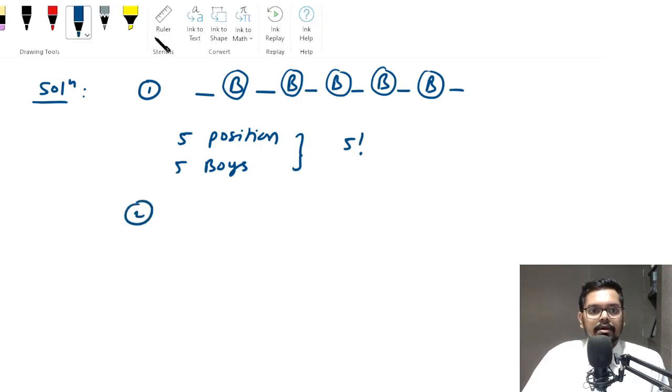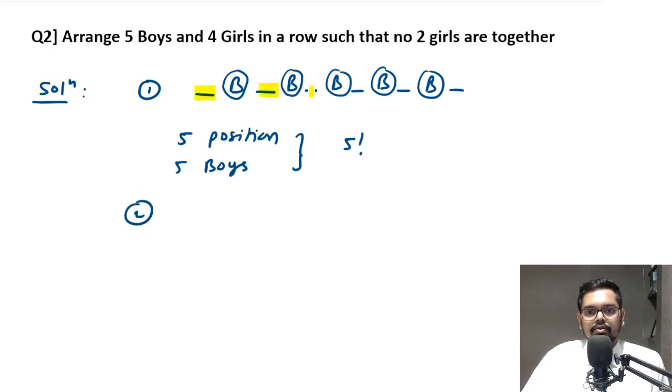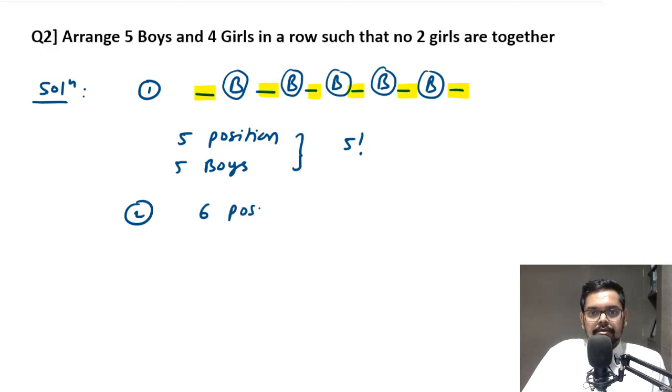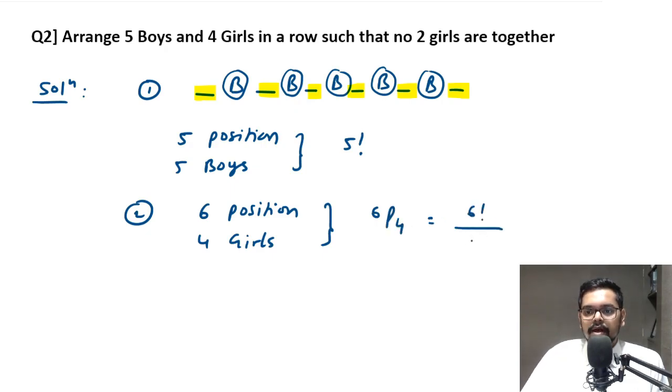If I check the girls, we have 1, 2, 3, 4, 5, 6. We have 6 vacancies and only 4 girls. So how many ways? Is it 4P6 or 6P4? Obviously it would be 6P4. So 6P4 is 6 factorial divided by (6 minus 4) factorial, which is 6 factorial by 2 factorial. And what is the final answer?